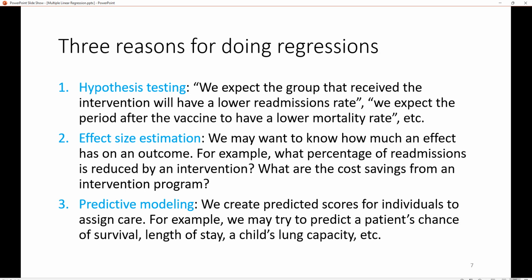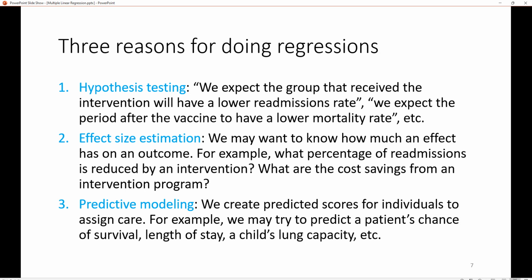The second reason would be effect size estimation. We may want to know how much of an effect the outcome has. For example, what percentage of readmissions is reduced by an intervention? What are the cost savings from an intervention program? So the hypothesis test would tell us that yes, the intervention actually does save money, and if we wanted to do an effect size estimation, we would find out how much money it saves on the average.